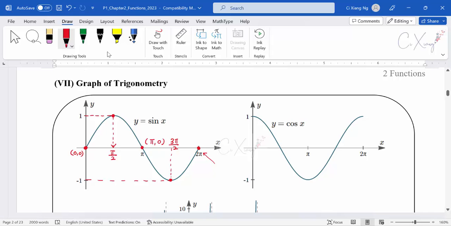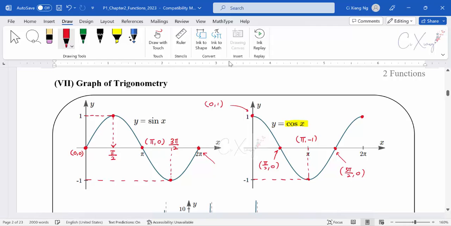Next, we are looking at the cos x graph. Again, there are a few important points that we need to remember. For the cos x graph, the maximum point is 1, and the coordinate is 0, 1. The next x-intercept is pi over 2, 0. The minimum value is equal to -1 as well, and the coordinate for this minimum point is pi, -1. The next important point is the x-intercept at 3 pi over 2 with y value 0.